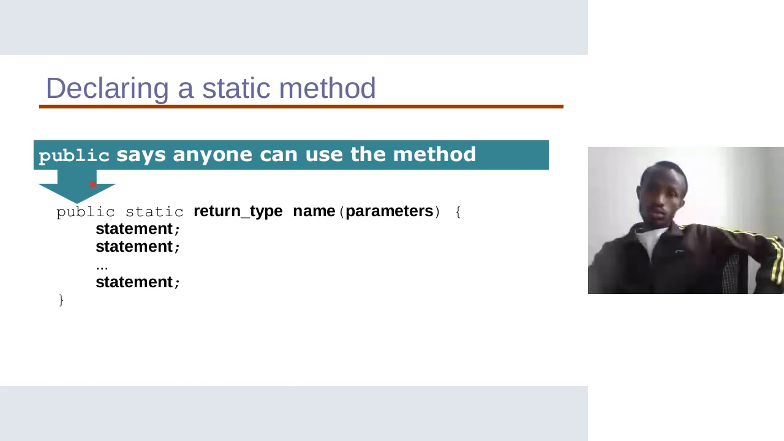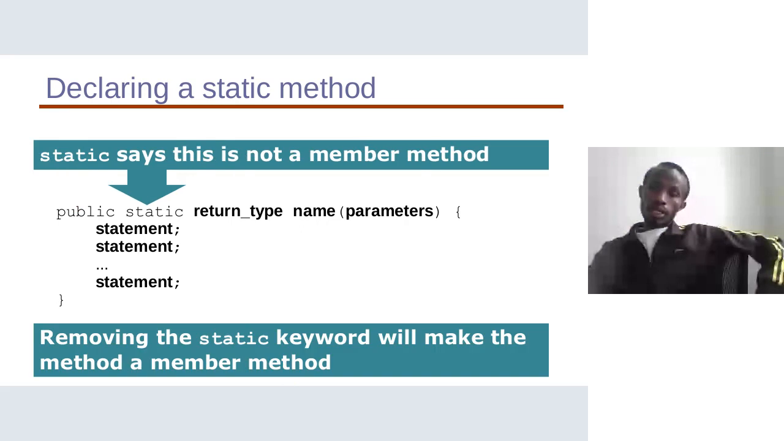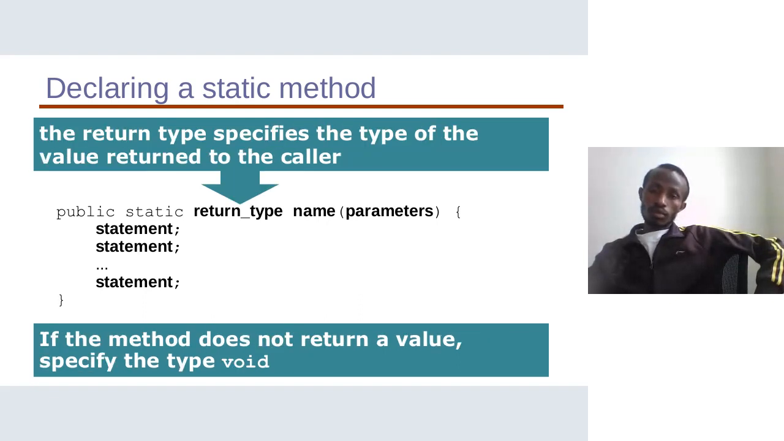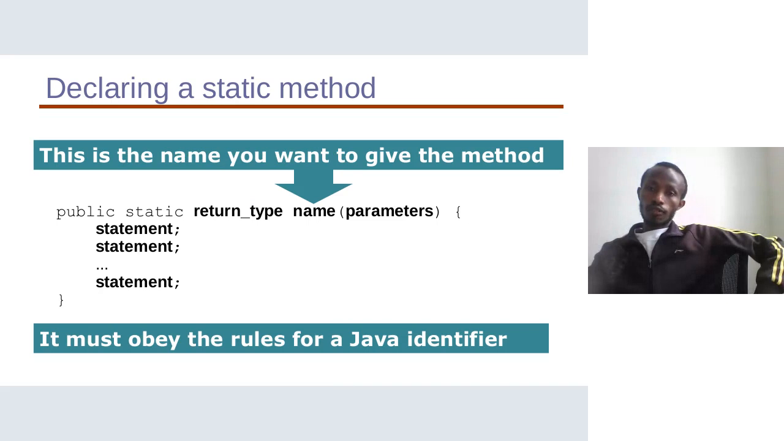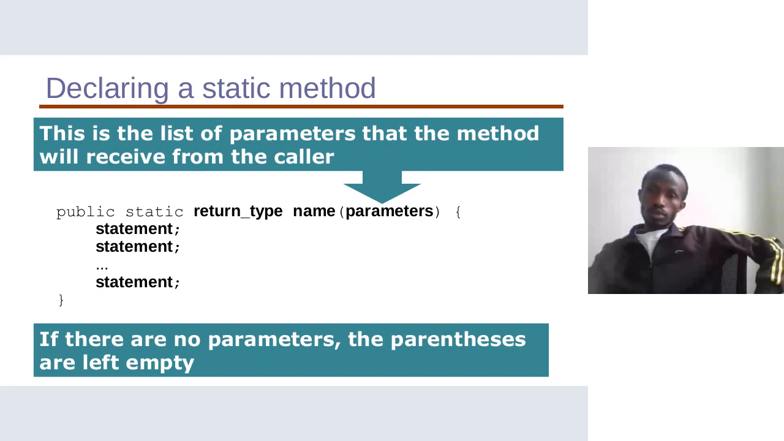You can try to explain those different components. For example, the keyword public means anyone can access and use that method. The static means it's not a member method, or it's not tied to any class. Then the return type specifies the type of the value returned to the caller. If the method doesn't return a value, specify the type void. Then this is the name of the method. For the name of the method, we use the same rules that we specified for naming variables. The way you name variables is the same way you name your methods. Remember to always use a descriptive name.